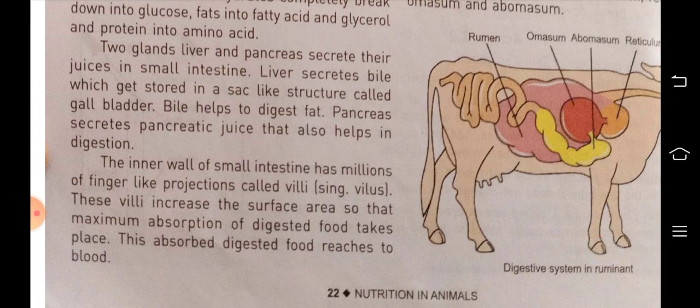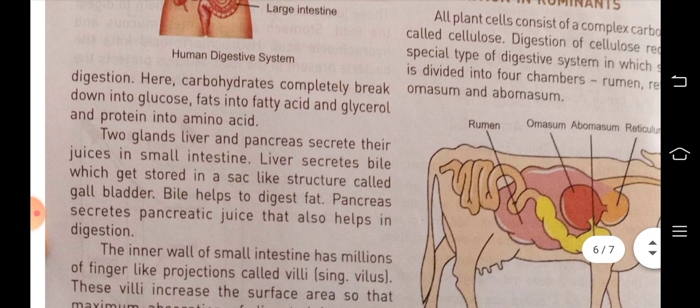The inner wall of small intestine has millions of finger-like projections called villi, singular is villus. These villi increase the surface area so that maximum absorption of digested food takes place. And this absorbed digested food reaches to blood.